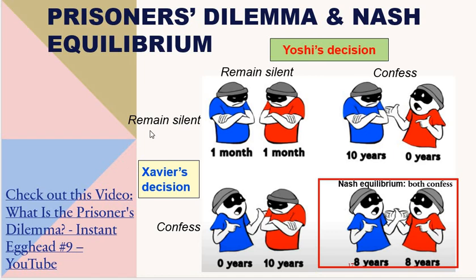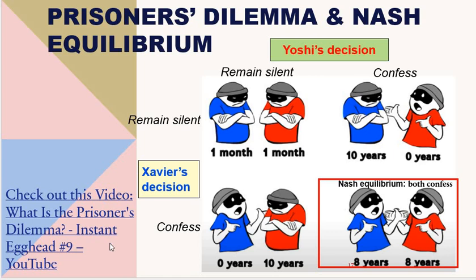Before you continue with this video, I highly recommend you check out this YouTube video, because I am borrowing an example from it about the prisoner's dilemma. Feel free to pause right now. In the example used by the Instant Egghead YouTube channel, they have two players in a game. One is Xavier, the guy dressed in blue, so I use this blue color to represent Xavier. And Yoshi is this guy in the red shirt.